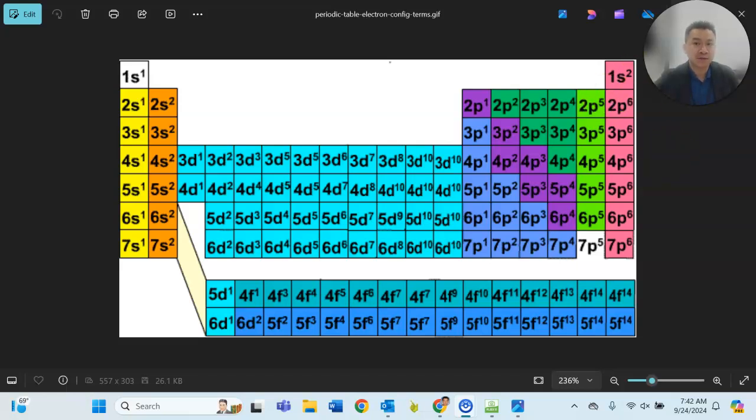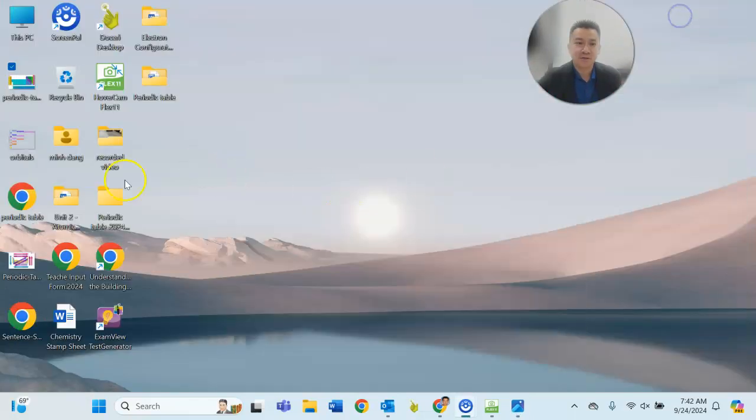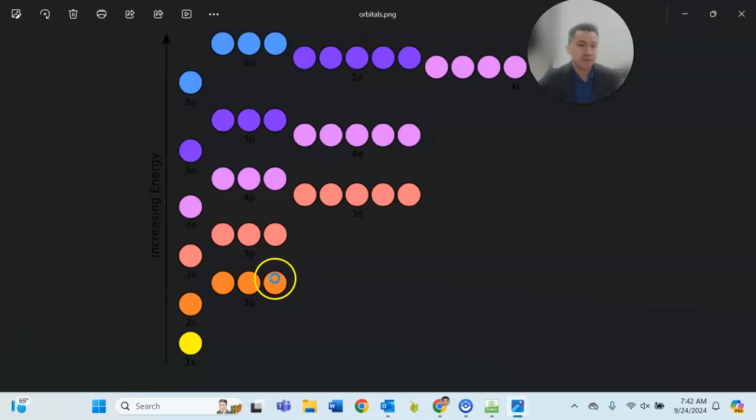The electron cloud model says that electrons are in clouds, not specific rings, and these clouds, ladies and gentlemen, are actually what we call orbitals. Orbitals are how electrons fill in.